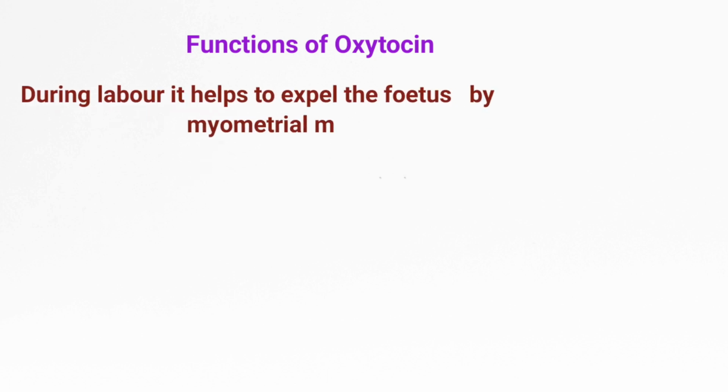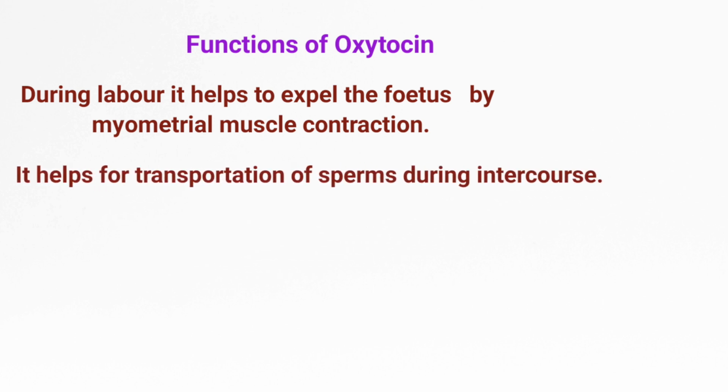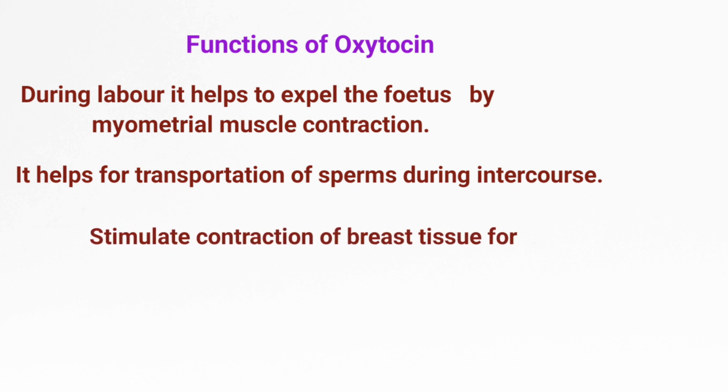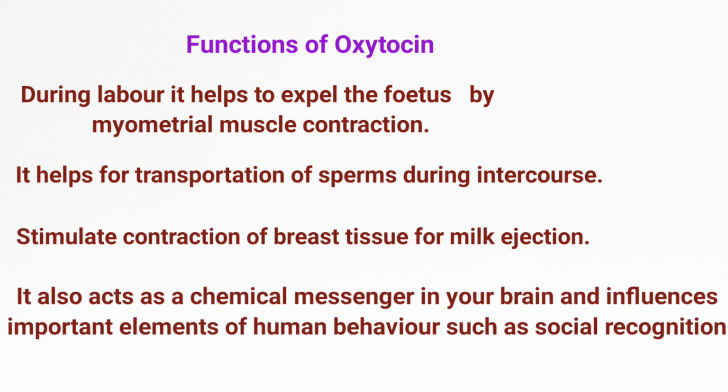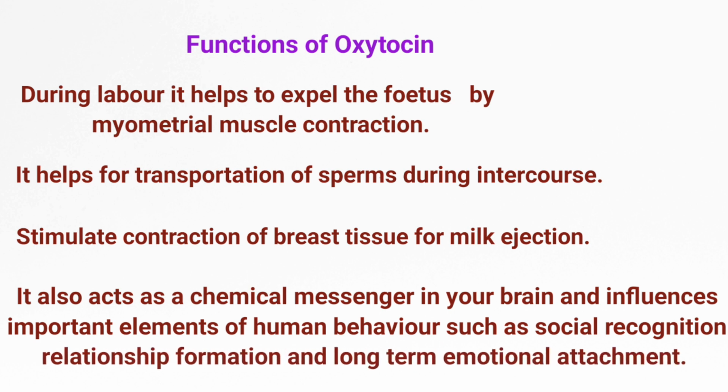The functions of oxytocin are: during labor, it helps to expel the fetus by myometrial muscle contraction. It helps for transportation of sperms during intercourse. It stimulates contraction of breast tissue for milk ejection. It also acts as a chemical messenger in your brain and influences important elements of human behavior such as social recognition, relationship formation, and long-term emotional attachment.